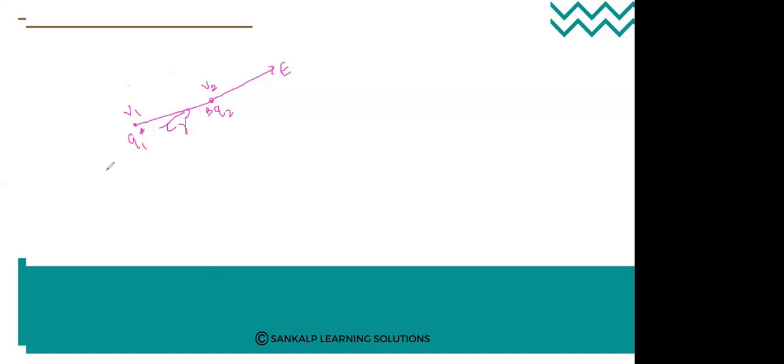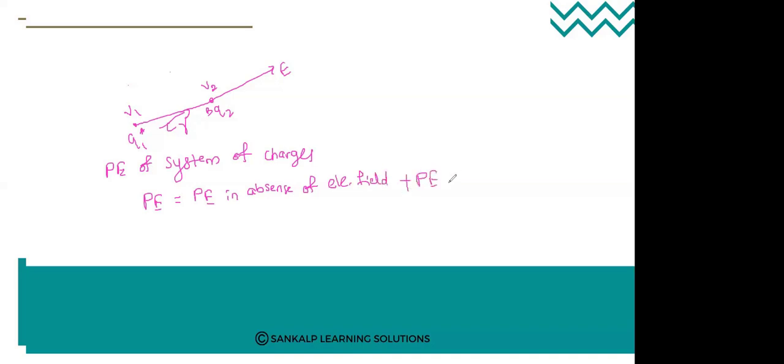The potential energy of the system of charges is given by: the potential energy in absence of electric field, plus potential energy of Q1 at A, plus potential energy of Q2 at B. Okay, so only two steps are there, that is the potential energy of the system is given by this.